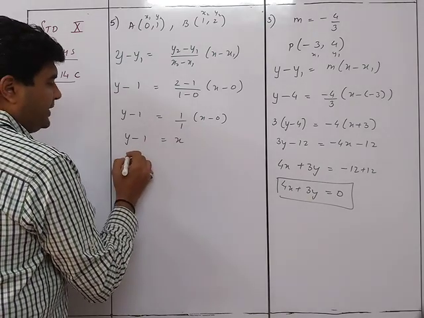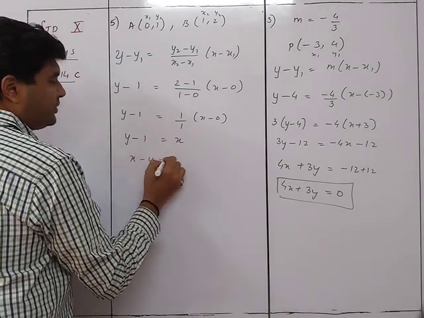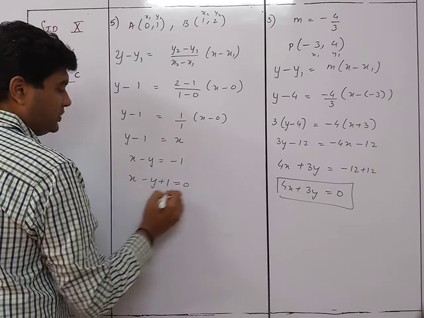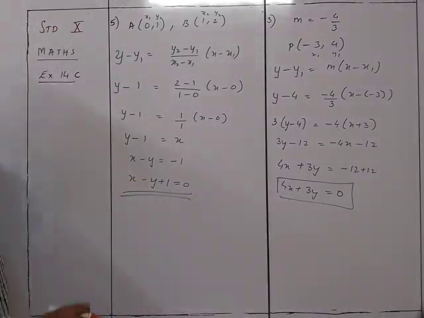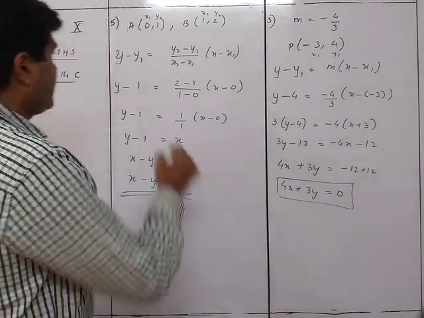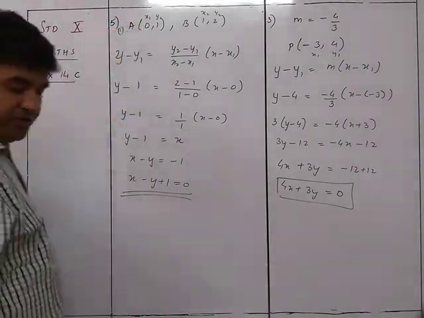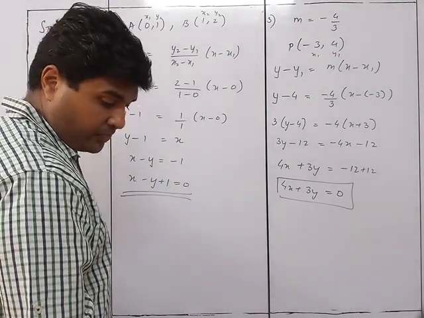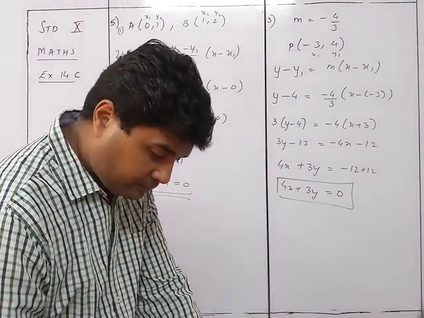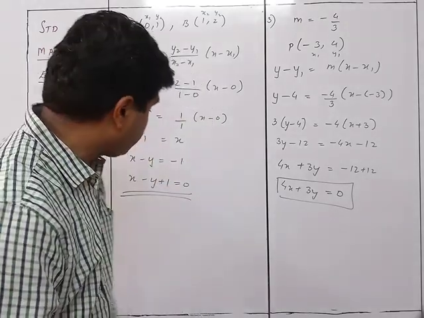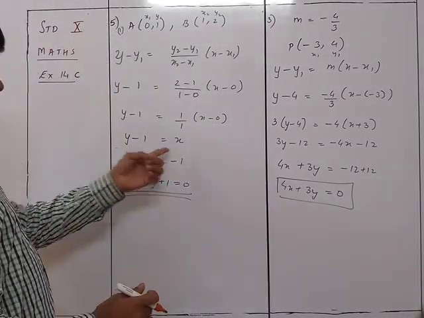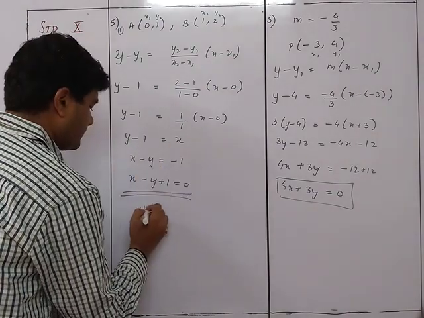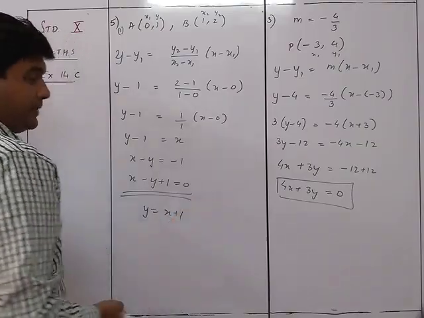So you can always put it as x minus y is equals to minus 1, or you can say x minus y plus 1 is equals to 0. So that's the answer for the fifth ka first sum. So that is fifth ka first, given by the equation x minus y. So it is, yeah, y is equals to x plus 1. Yeah, you can write it as y is equals to x plus 1 also. It's the same thing, right?